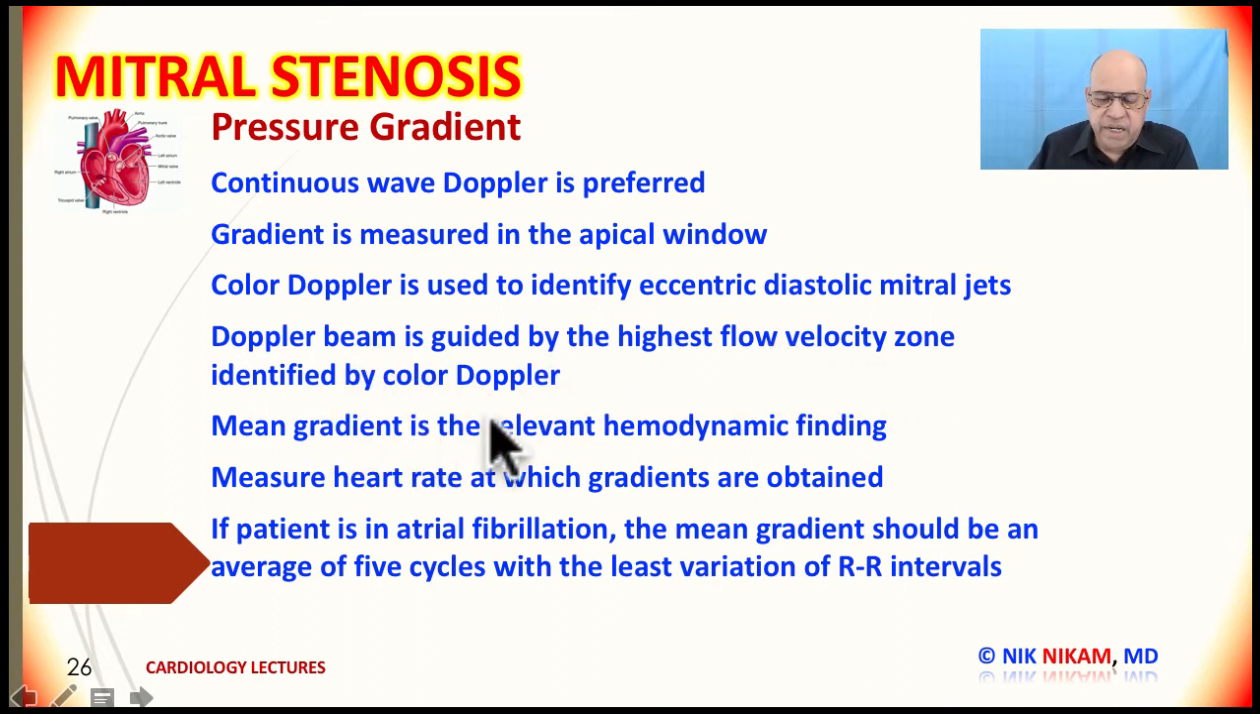Mean gradient is a relevant hemodynamic finding. Because patients with atrial fibrillation may have varying time intervals, we have to average at least 6 to 10 beats to get an average gradient across the mitral valve.